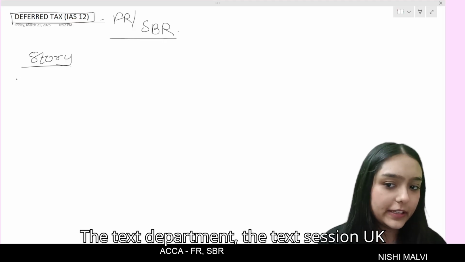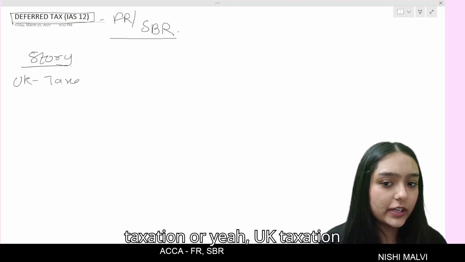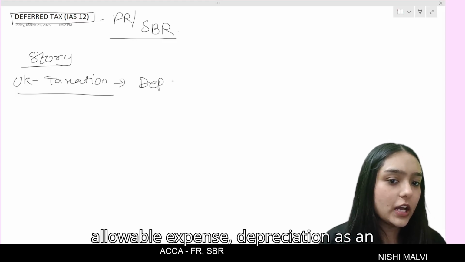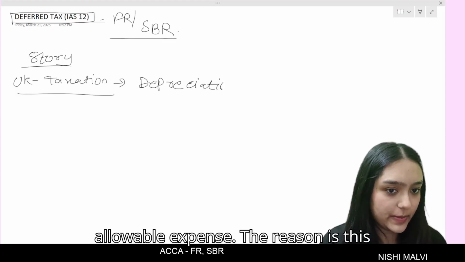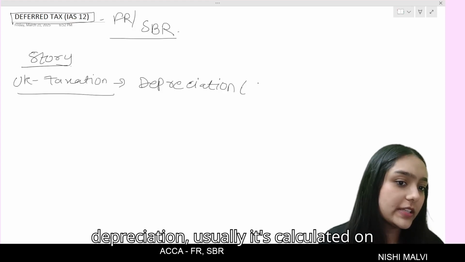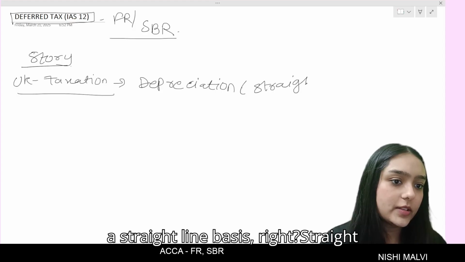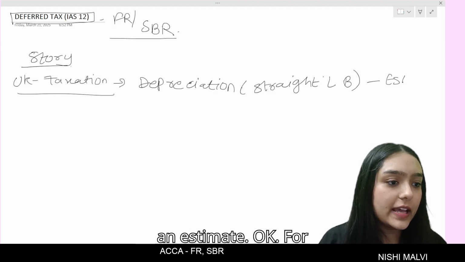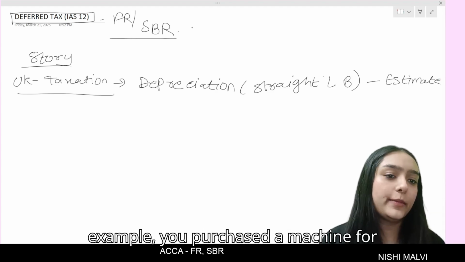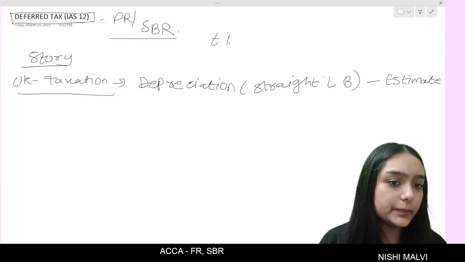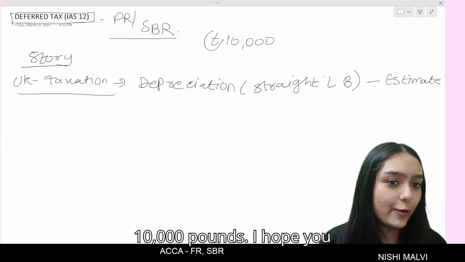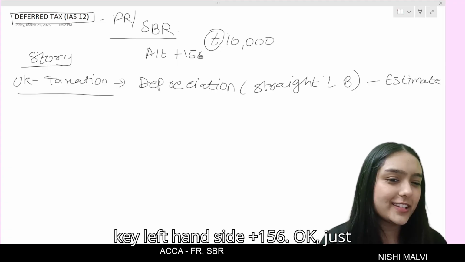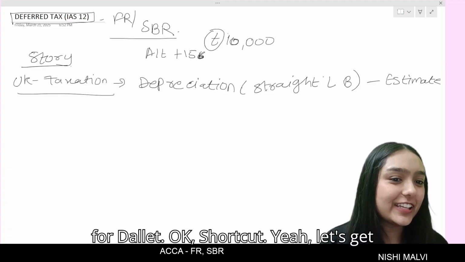So what happened? The UK taxation department said that they will not accept depreciation as an allowable expense. The reason is that depreciation is usually calculated on a straight line basis, and it's taken as an estimate. For example, you purchased a machine for 10,000 pounds. I hope you remember the shortcut for the pound sign: Alt key on the left-hand side plus 156. Just for knowledge. Let's get back.